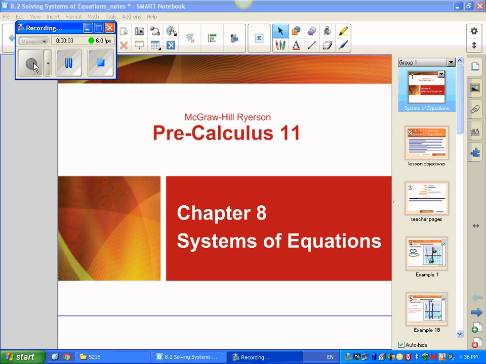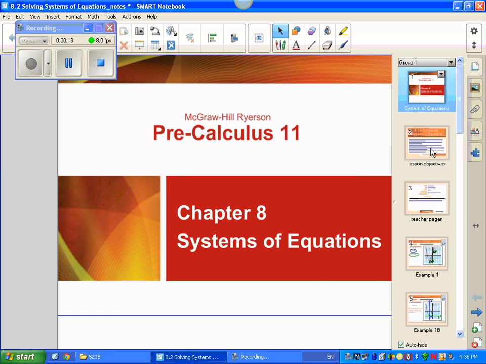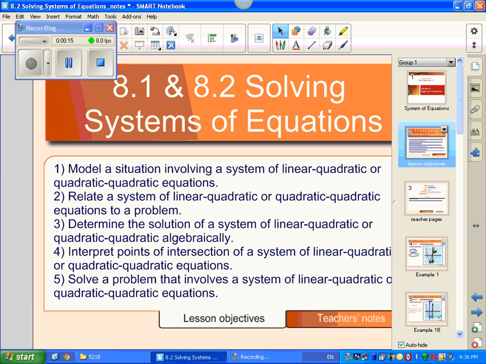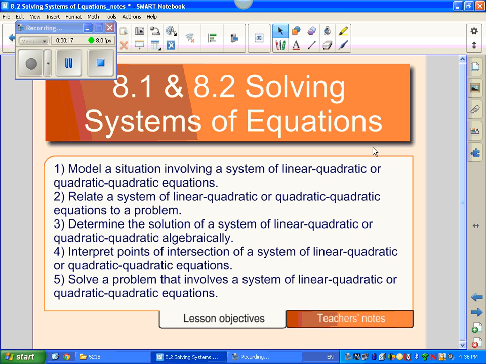This is part B of the lesson on solving systems of equations, taken from Chapter 8, McGraw-Hill Ryerson's Pre-Calculus 11. The outcomes, or the lesson objectives, we've covered some of these already, but we're looking more at interpreting our points of intersection and solving a problem that involves a system of equations. So looking specifically at 4 and 5 in part B.